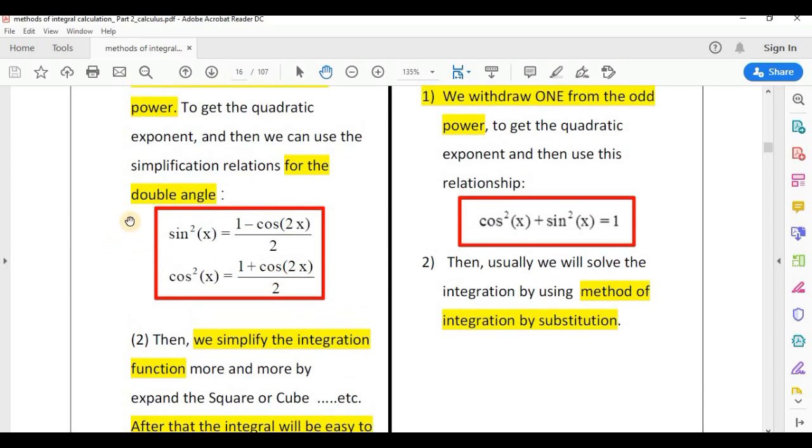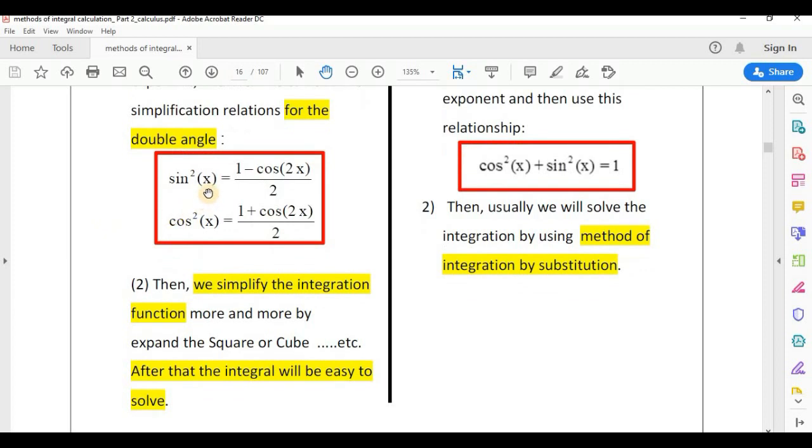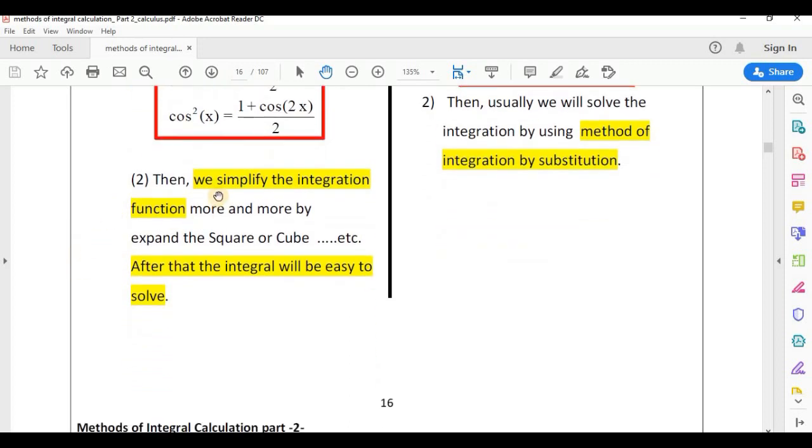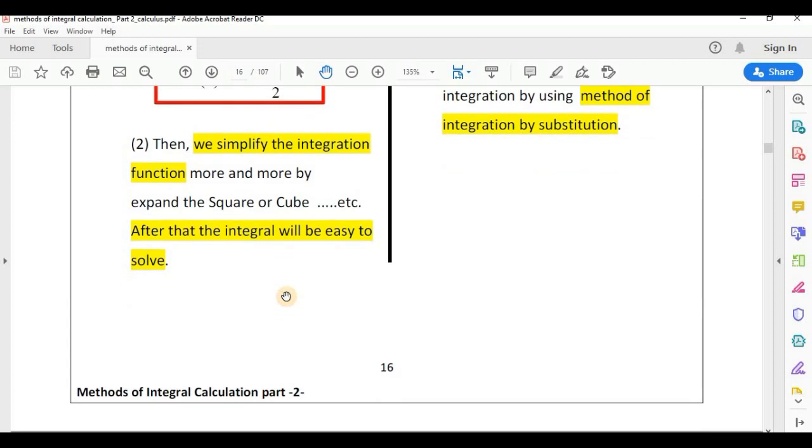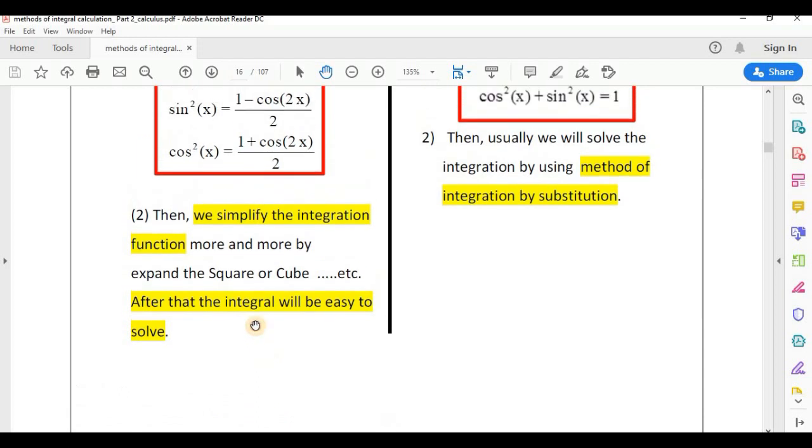Notice that in these relations for the double angle, we have x here and the angle becomes 2x, and we have x here and the angle becomes 2x. These two important relationships, you should memorize them. Second step, we simplify the integration function more and more by expanding the square or the cube. It depends on the type of the integrals. After that, the integral will be easy to solve.